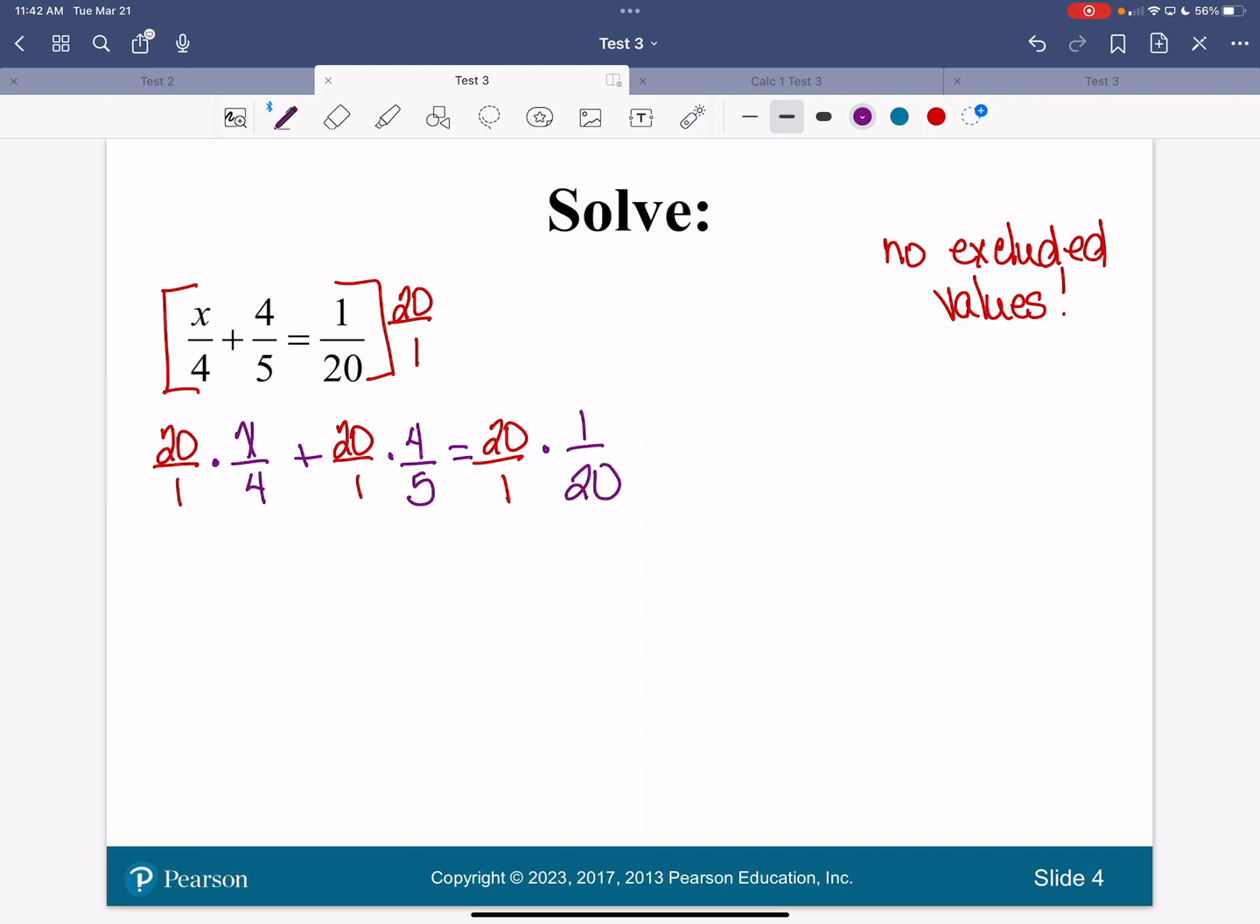So all I've done, here's my original problem in purple, and I multiplied everything by 20 because that's my LCD. Now this part right here makes this a much simpler problem to solve. So what I'm going to do is I'm going to start canceling. So my 4 and my 20 can be simplified. My 5 and my 20 can be simplified.